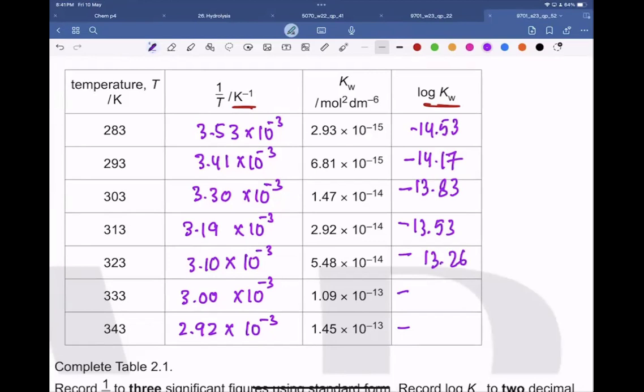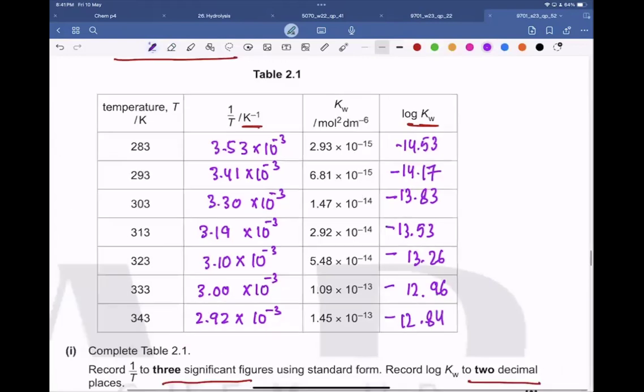Is the last two. Minus 12.84. No. Minus 12.96. And then minus 12.84. Okay.